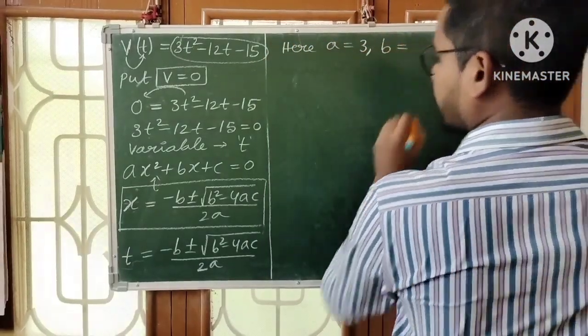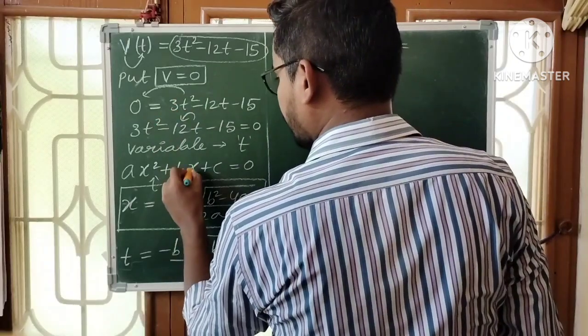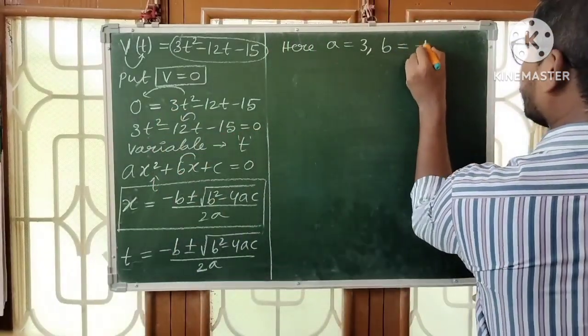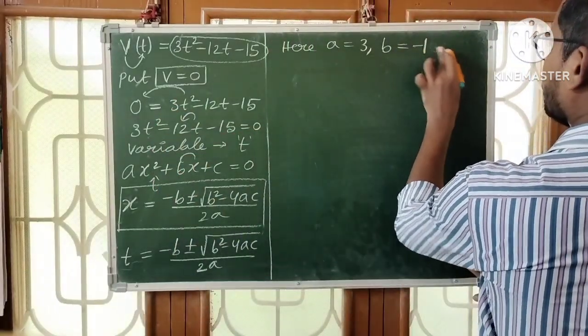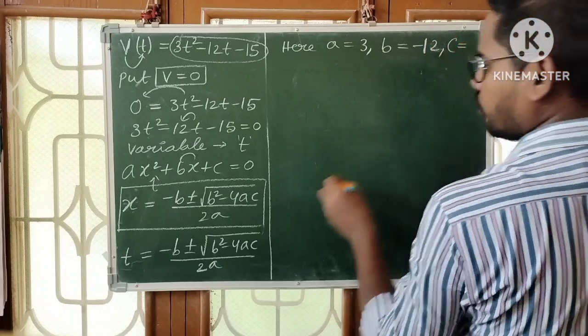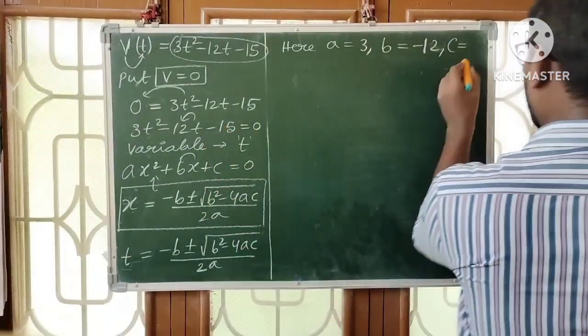And what is the value of b? The coefficient of t. b is equal to minus 12. We should consider the sign also. And c is the constant term. Here the constant term is minus 15.